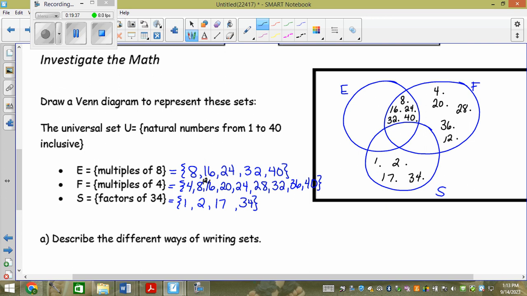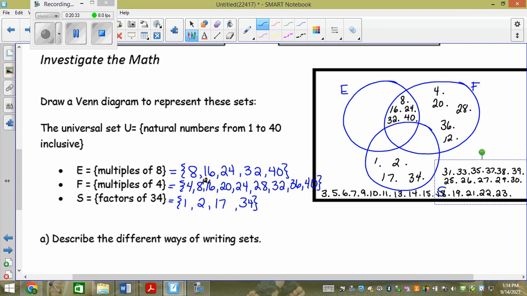So 1 and 2 is here, 3, 4 is in there, 5, 6, 7, 8 is, 9, 10, 11, 12 is, 13, 14, 15, 16 is, 17 is, 18, 19, 20 is, 21, 22, 23, 24 is, 25, 26, 27, 28 is, 29, 30, 31, 32 is, 33, 34 is, 35, 36 is, 37, 38 is, 39.